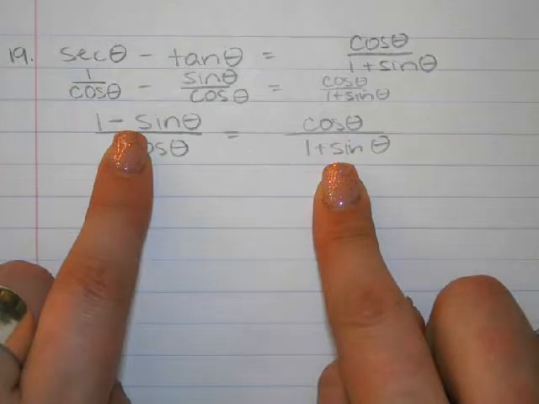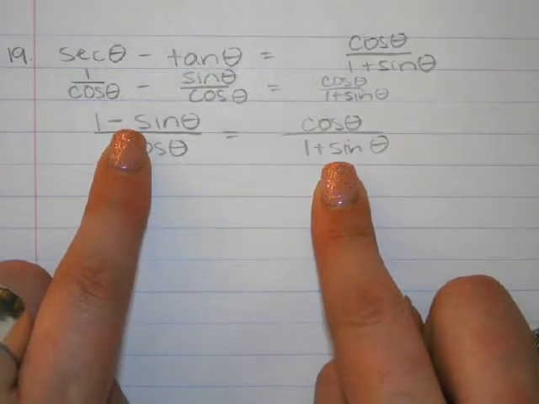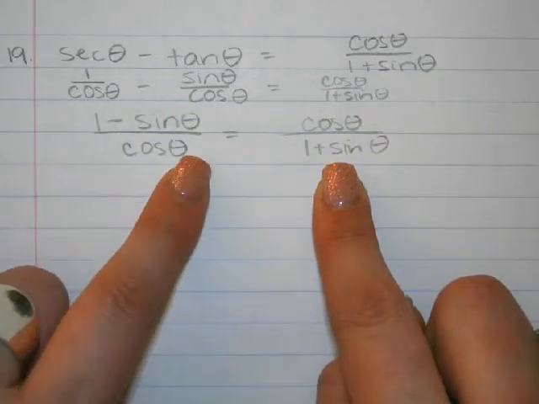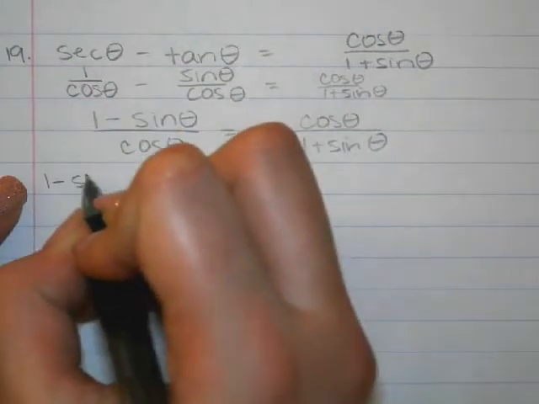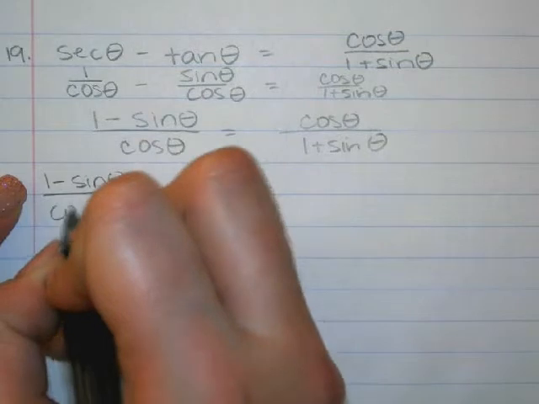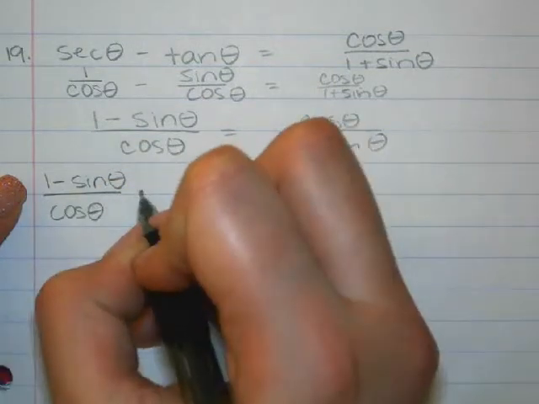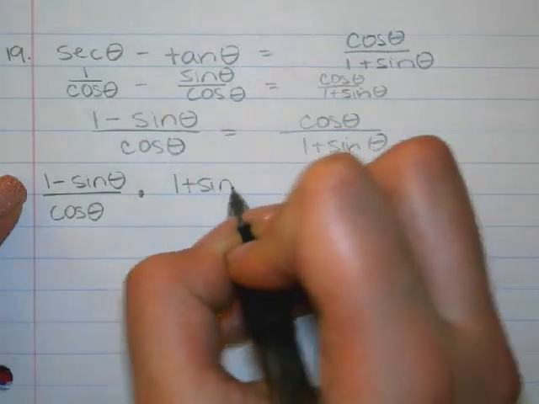Okay. All right, so this right here is a relationship called a conjugate. And the trick to doing problems like this is to take the side that you are working with and multiply by the conjugate on the top and the bottom. So we're going to take the left side and multiply by the conjugate on the top and the bottom.